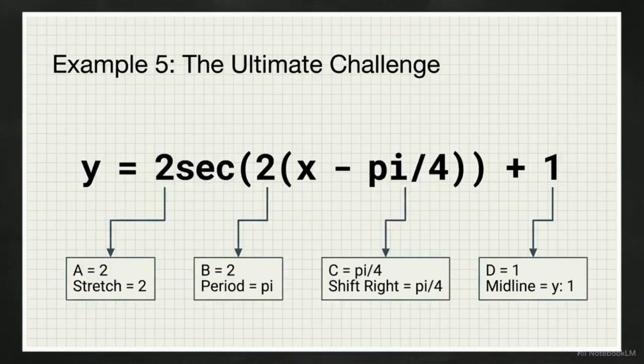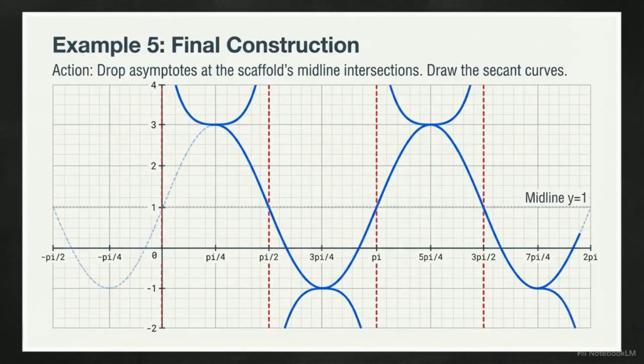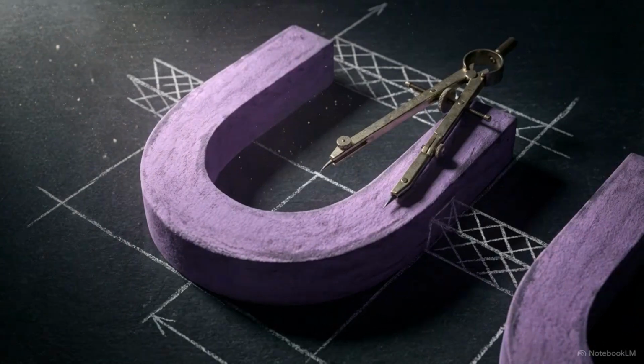This graph executes the first 2 phases. We framed the canvas by drawing our elevated midline at +1 and timed our underlying cosine wave, shifting right and compressing its cycle. Finally, this chart shows the build it phase. We drop our red vertical asymptotes exactly where the scaffold intersects the new midline and ink the blue secant curves securely between them. Complex secant functions become manageable once you treat the equation as a set of structural instructions rather than a string of abstract numbers.